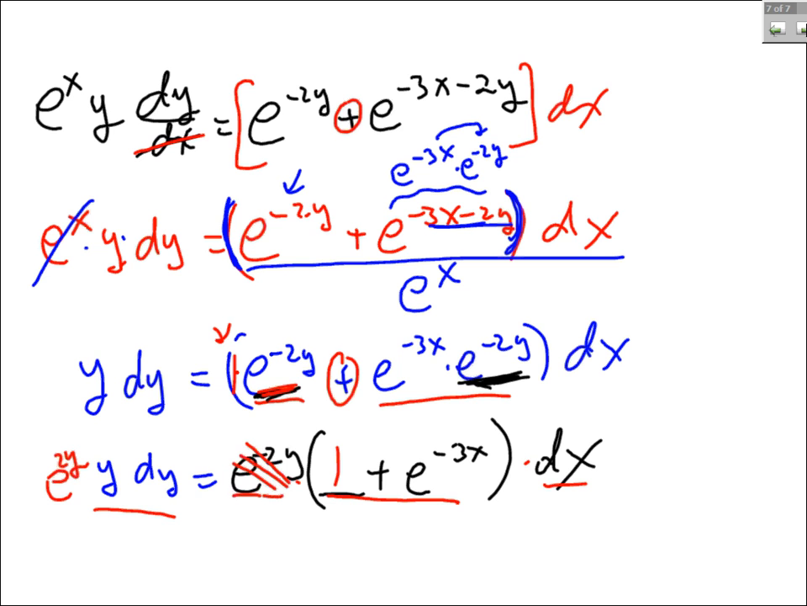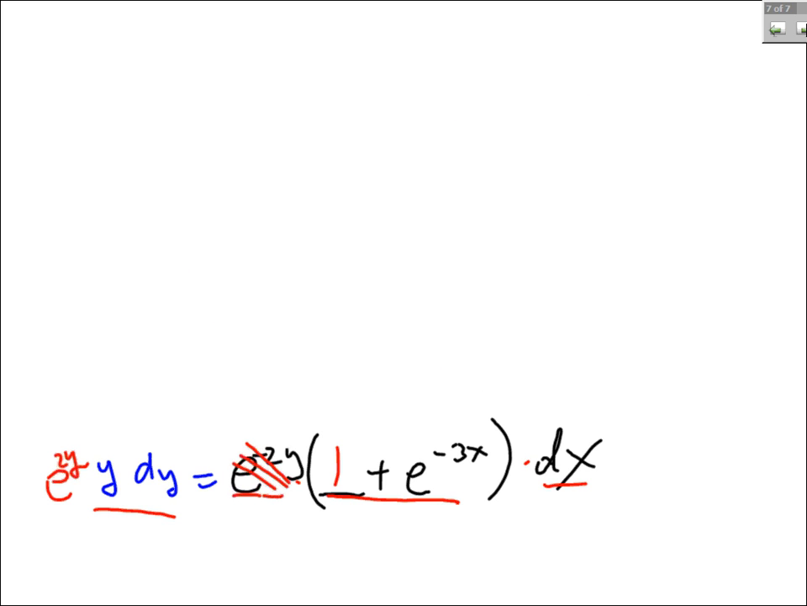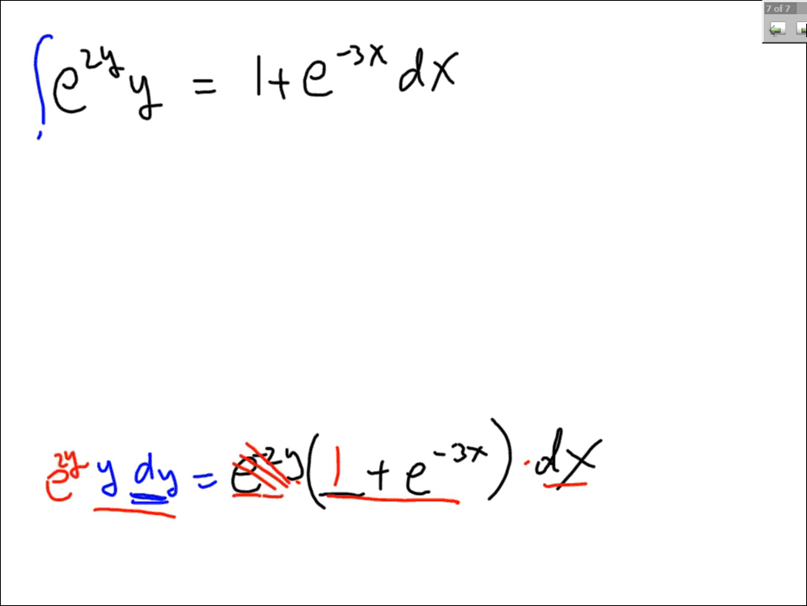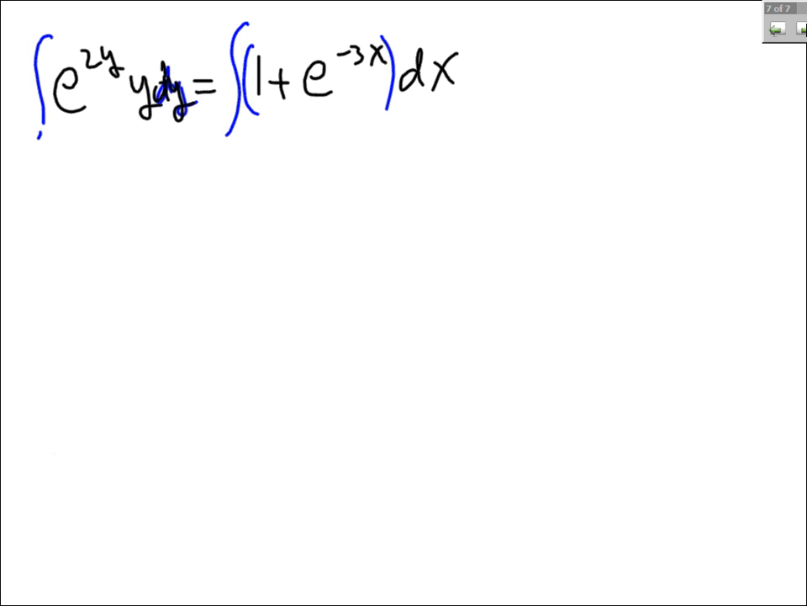Now this equation is separable. Well, the original equation was separable, but now we separated it. We have e to the 2y times y dy is equal to 1 plus e to the negative 3x dx. I left out the dy, sorry. And now we can integrate both sides, which are going to be a pain in themselves.